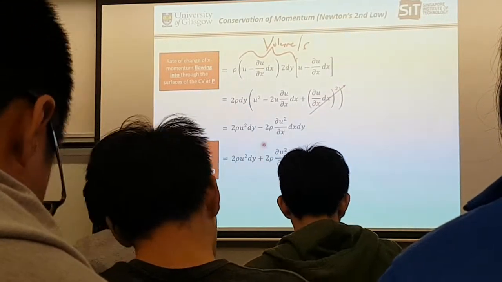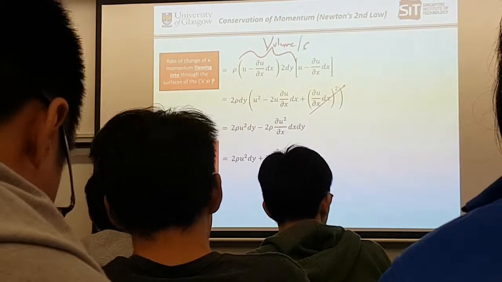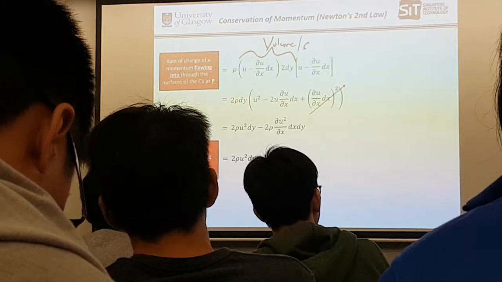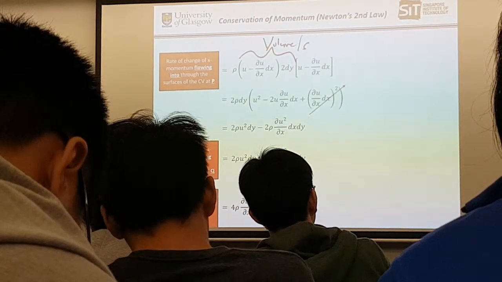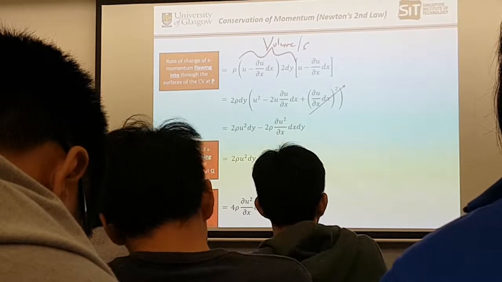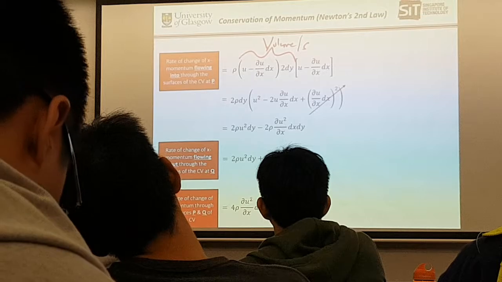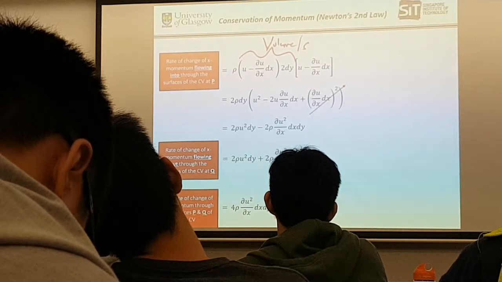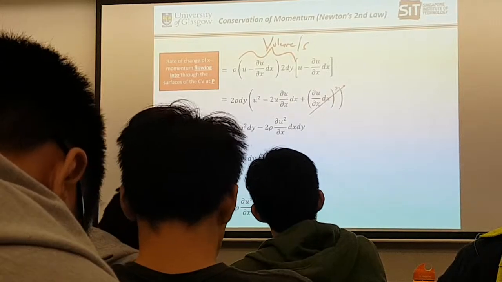So if you do a summation of these two terms, you realize that this term and this term here will cancel out. So that means the rate of change going in and out from the surface of P and Q is simply equal to this: 4 times density delta U squared over delta X dx dy. Are you all good with this?